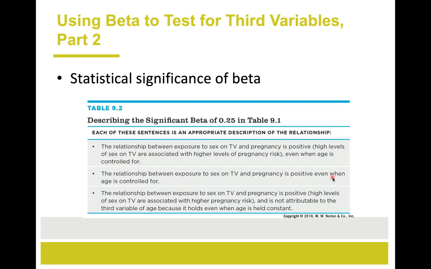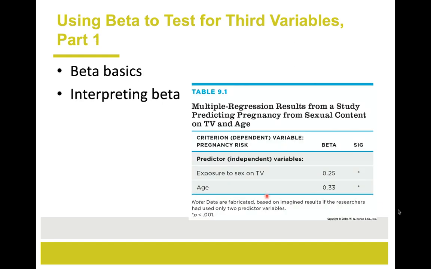So when we have a statistically significant beta, we can attempt to describe those effects as such. The relationship between exposure to sex on TV and pregnancy is positive, even when age is controlled for, right? Because age is in the model, age is taking up some of that variance, that variability. And even with age in the model, exposure still remains significant. That's possible.